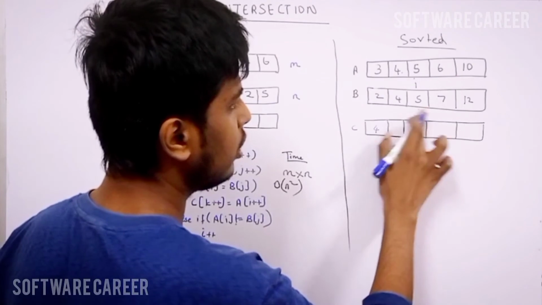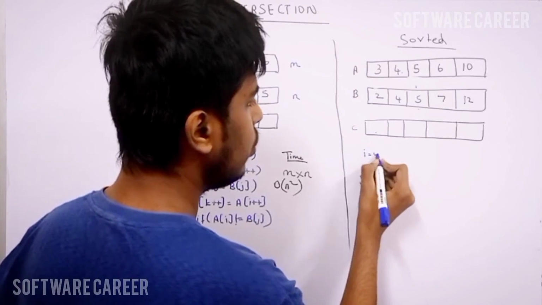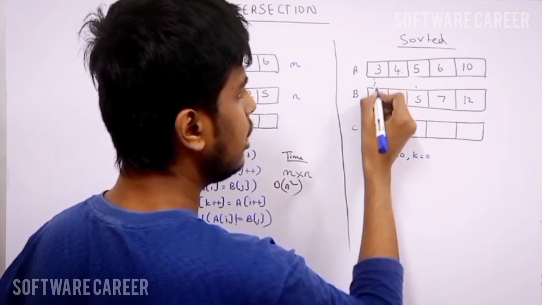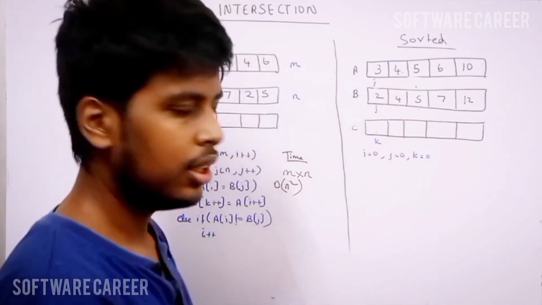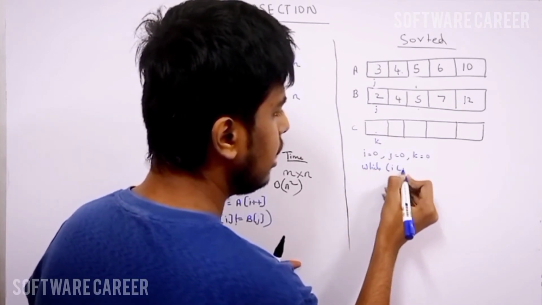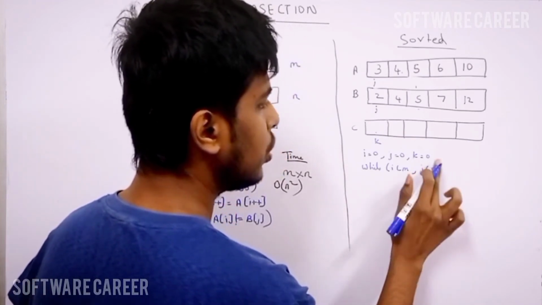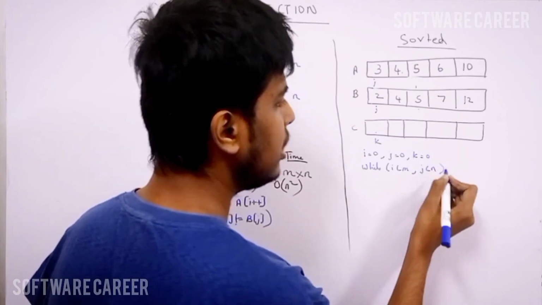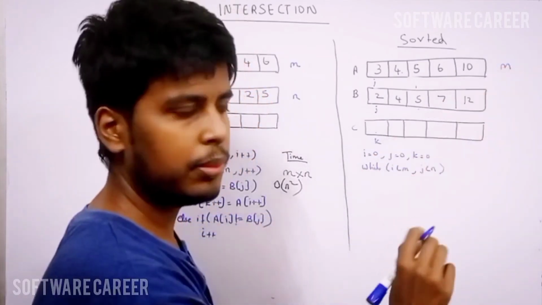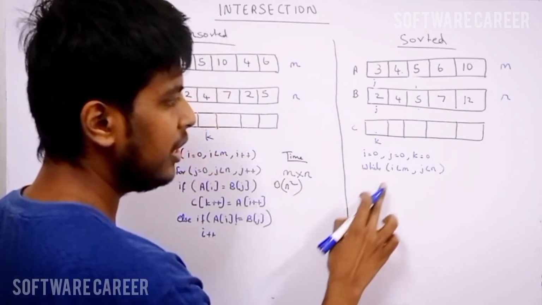Now let's write the code for it. Now see, i equals 0, comma, j equals 0, comma, k equals 0. At starting i is here, j is here, k is here. Now I am writing the condition. While i less than m, comma, j less than n, I am writing these two conditions: i less than m and j less than n, because i can travel from 0 to m minus 1, since the size of array A is m and the size of array B is n. So j travels from 0 to n minus 1. So I am writing this condition.